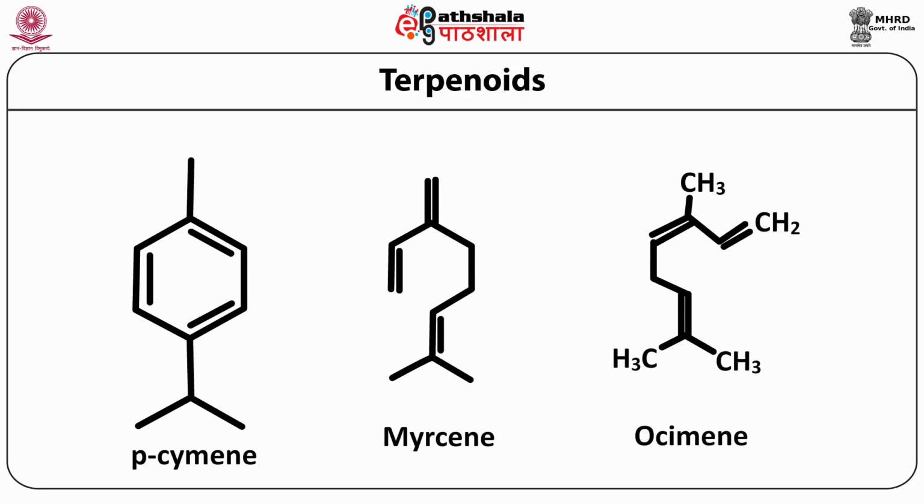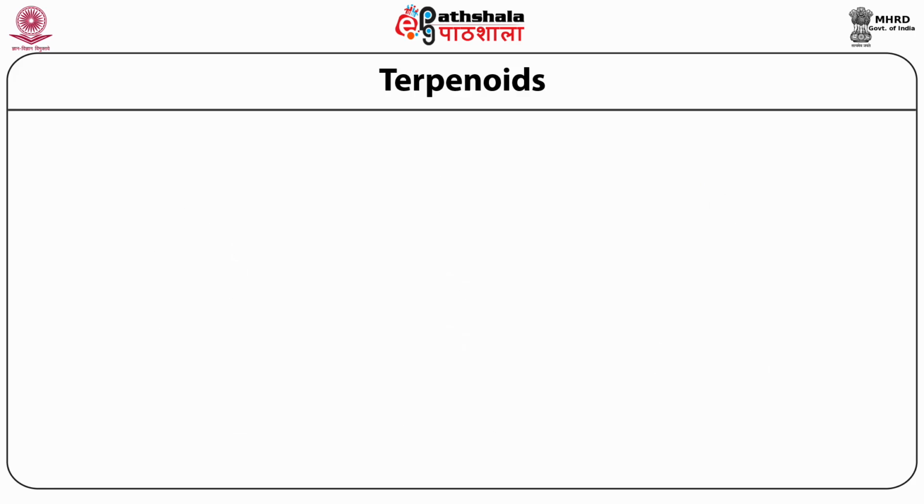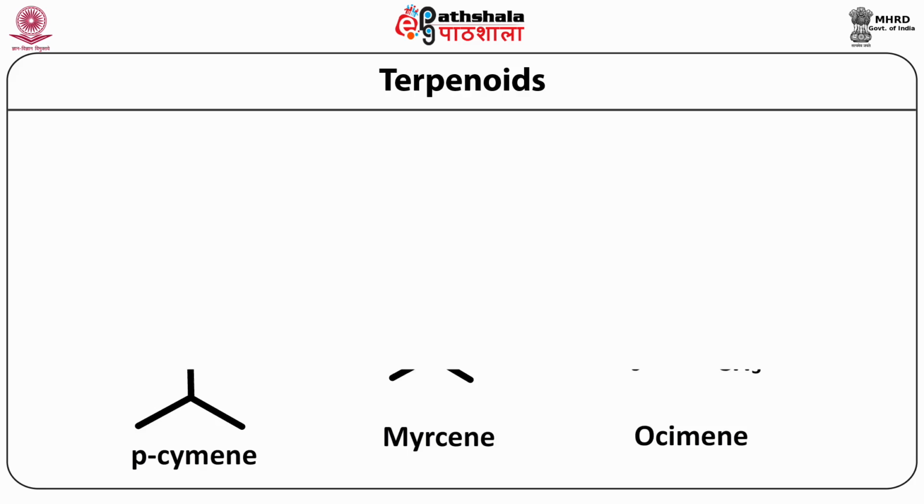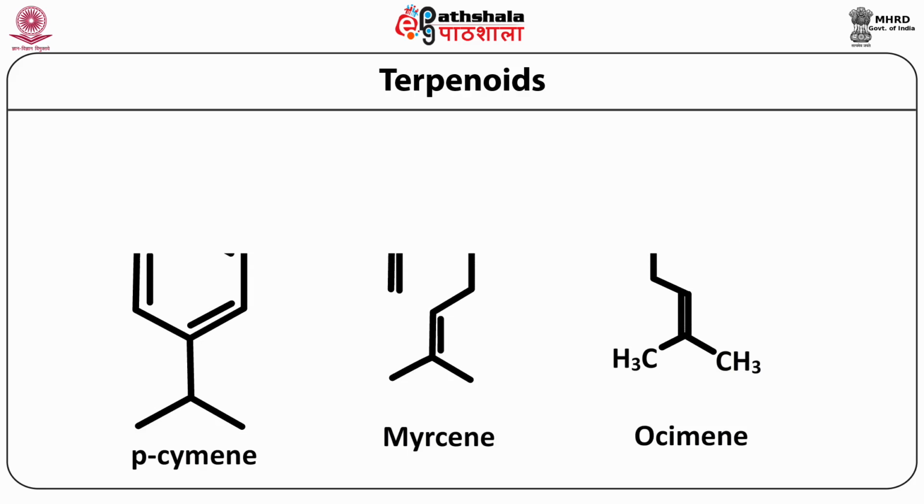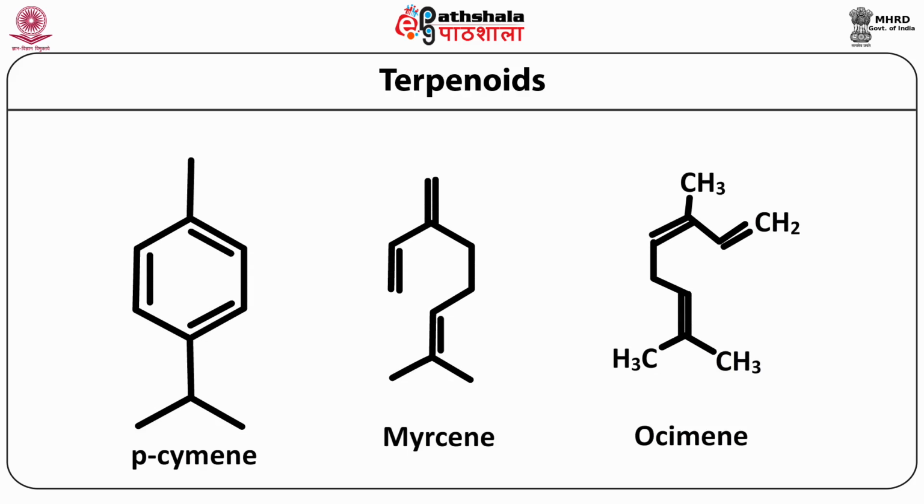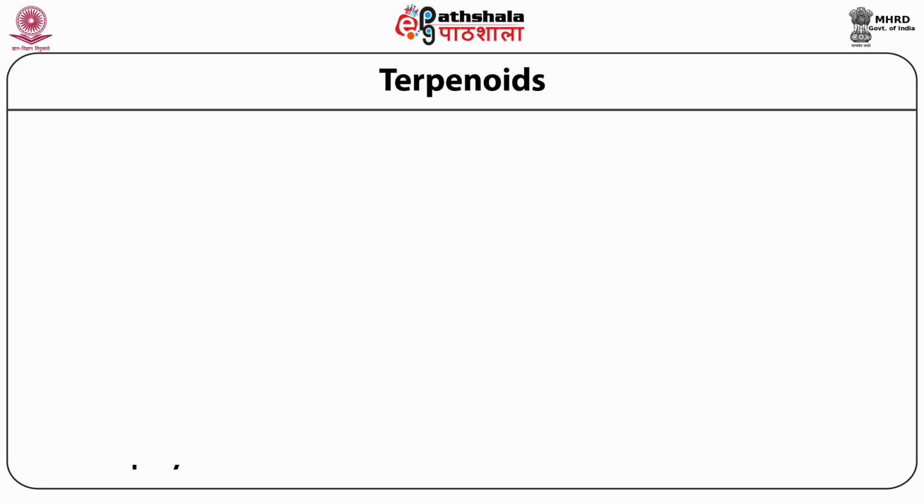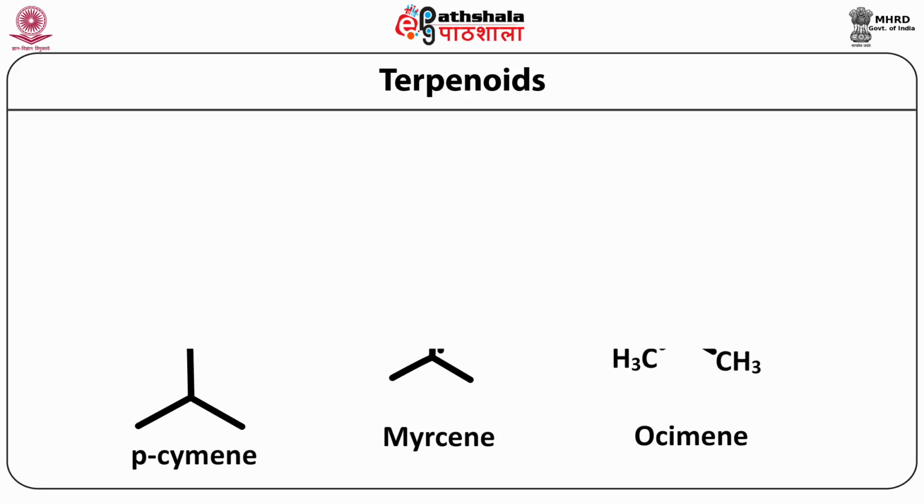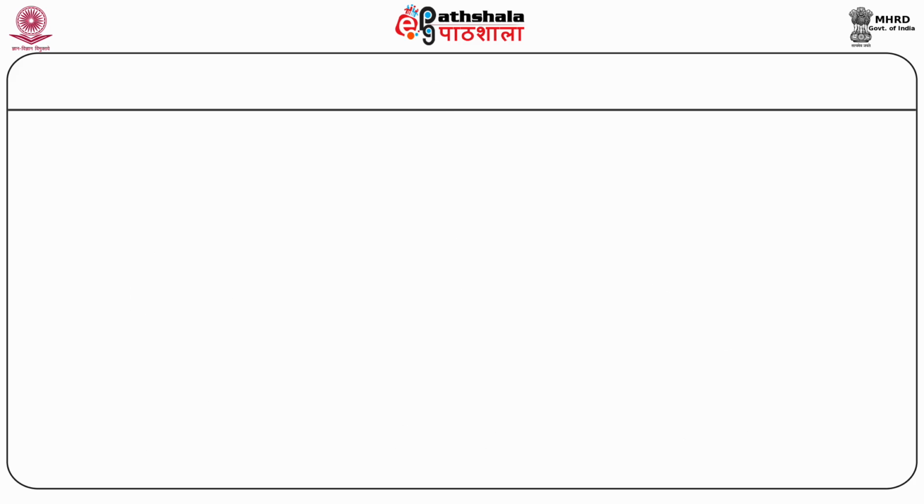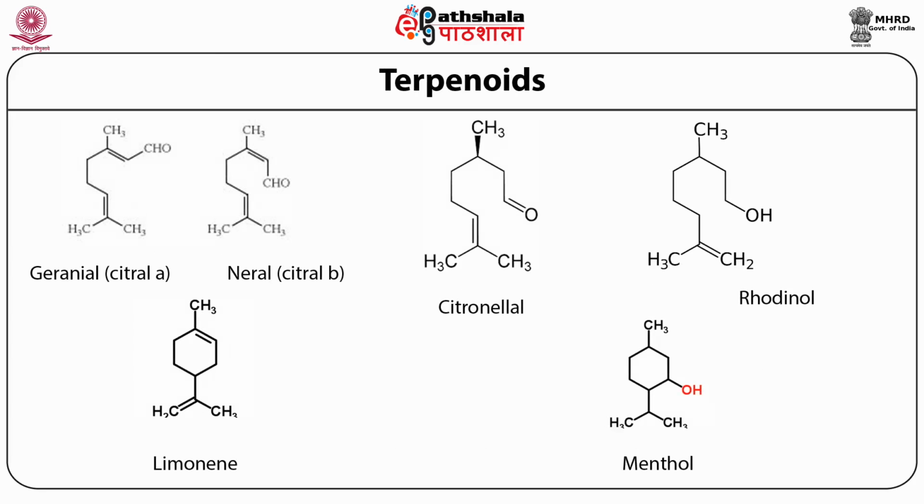Myrcene, C10H16, is an important example of acyclic monoterpene. Its well-known sources are oils of verbena and bay. Ocimene is also a C10H16 compound and is another acyclic monoterpene. However, the most important acyclic monoterpene is citral. Widely distributed, its important source is lemongrass oil, in which it is present in the range of 60 to 80%.